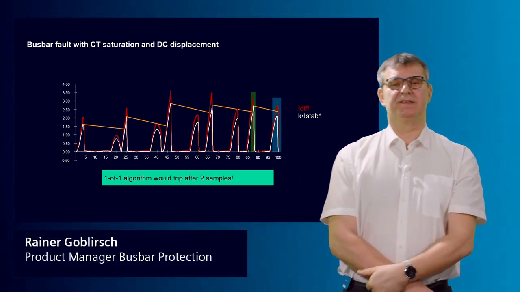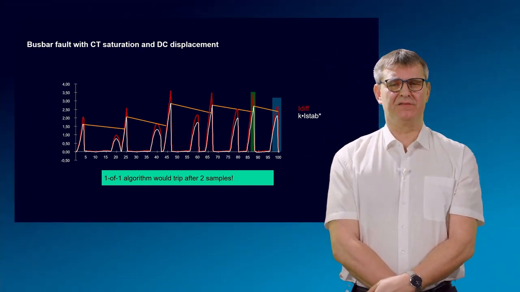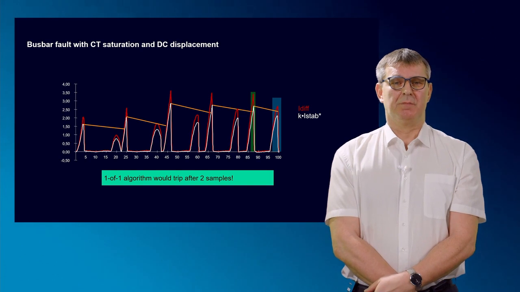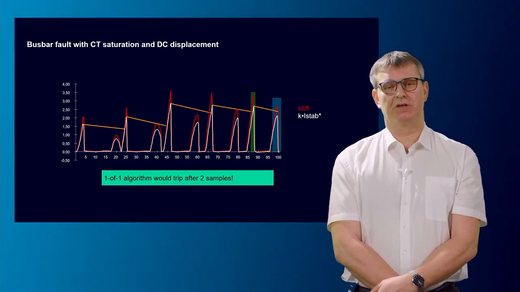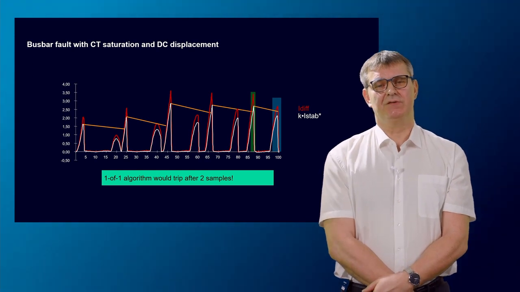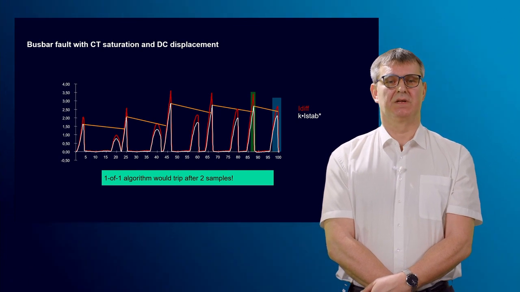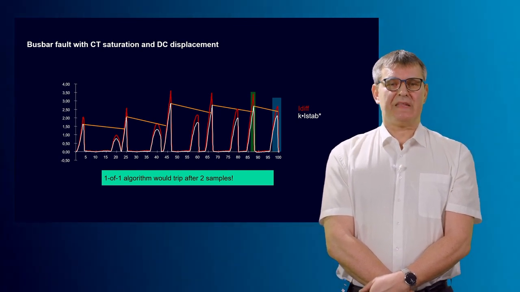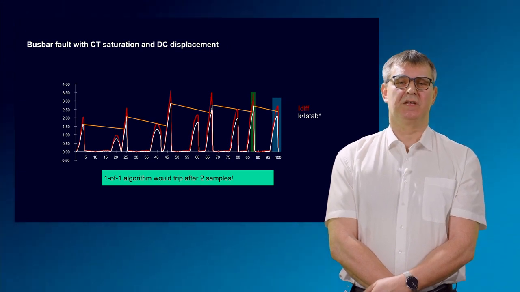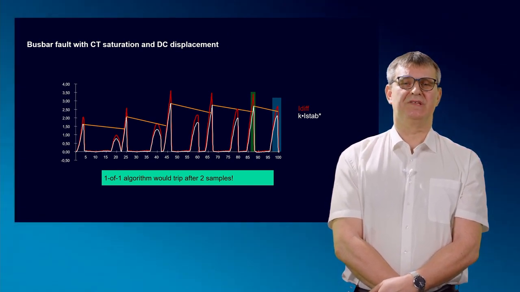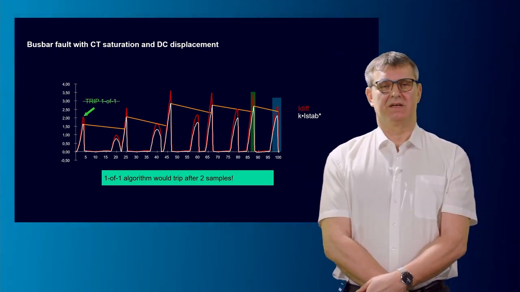What is missing? I hope you have now understood mainly the coordination, the 1 out of 1 algorithm, and the 2 out of 2 algorithm. What we have not talked much about is the filter algorithm. So let's have this small example of a busbar fault with a quite low current, with desaturation and a very strong DC displacement.